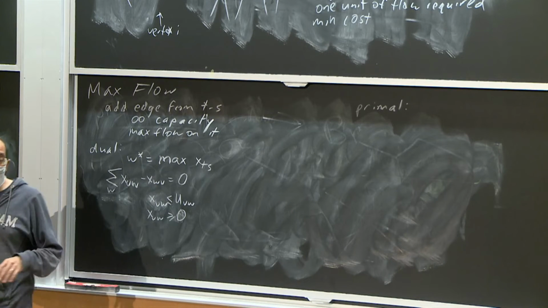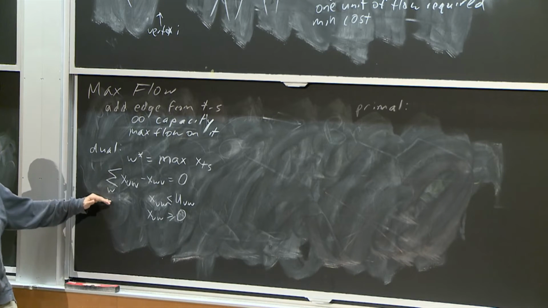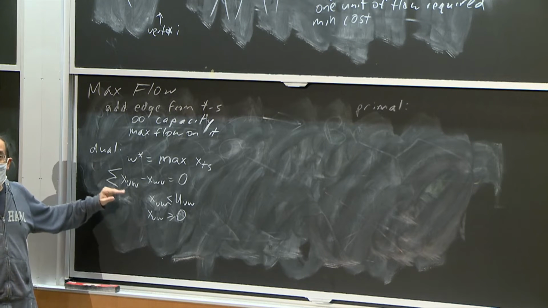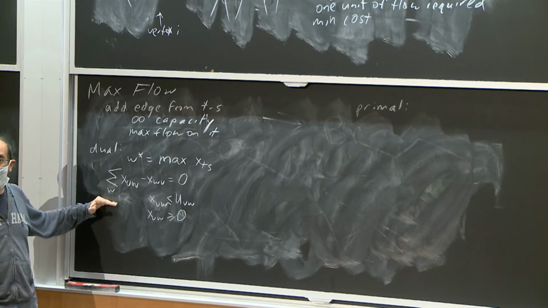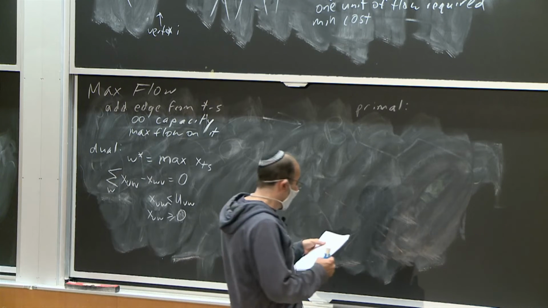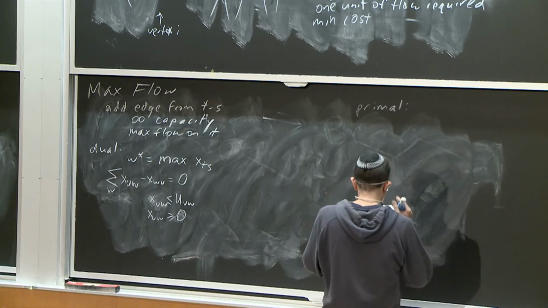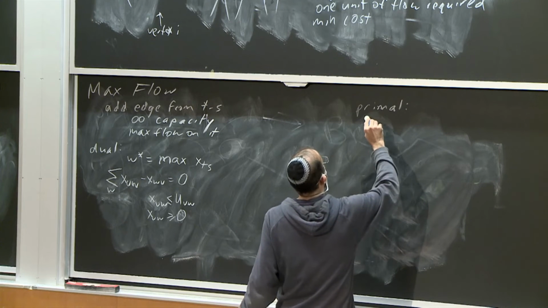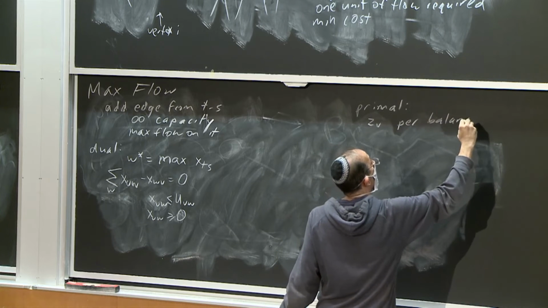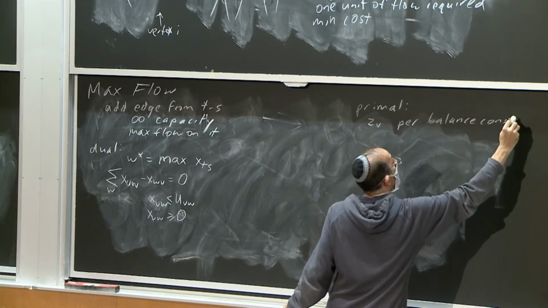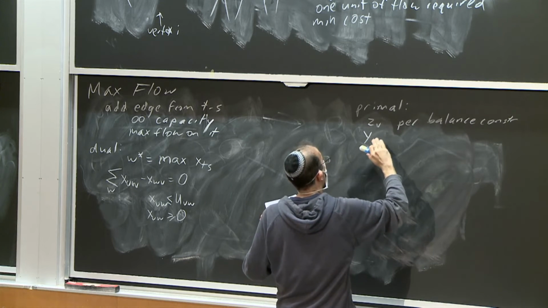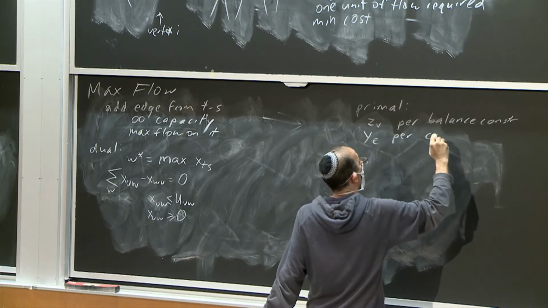So you'll notice that I have two different kinds of constraints, right? I have the balance constraints and the capacity constraints. And so it's natural for me to define two different types of variables in the primal linear program, right? So what I can do is I can define a variable z sub v per balance constraint, and a variable y sub e per capacity constraint.